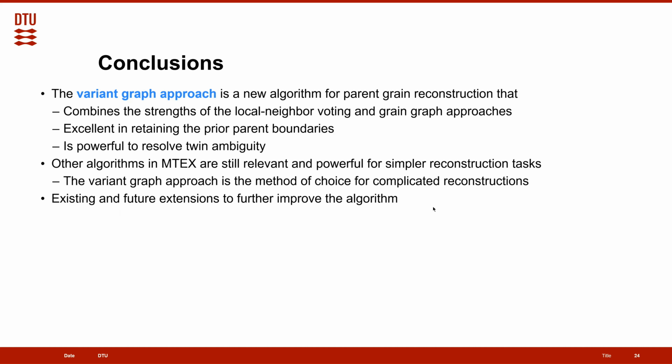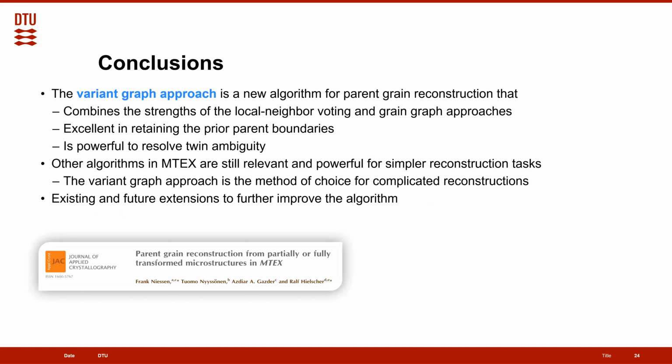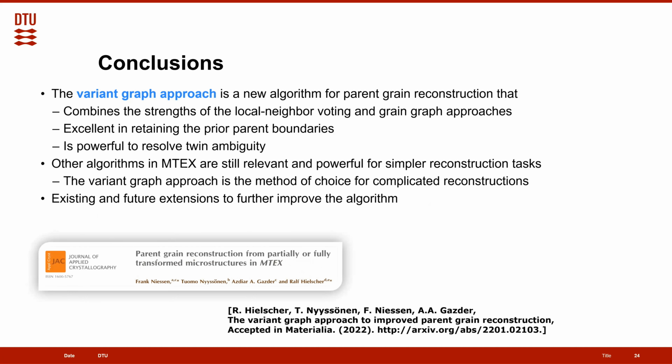So we've published 2 papers on this stuff by now. The first one, the more general one, is the parent grain reconstruction from partially or fully transformed microstructures in MTEX, where we present the overall framework. And we just published this one in Materialia, where we introduced the variant graph approach to improve parent grain reconstruction. And similar to my talk today, it also is a pretty good review on how the grain graph works, how the local neighborhood works. So it's also a very good summary, I think, of the state of the art.